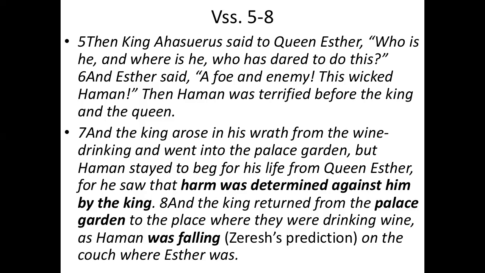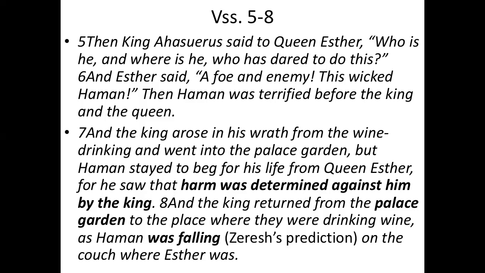And Haman was terrified before the king and queen. And the king arose in his wrath from the wine drinking, and he went into the palace garden. But Haman stayed to beg for his life from Queen Esther, for he saw that harm was determined against him by the king. So he knows that the king's out there, fuming, trying to decide what he's going to do to Haman for this. And the king returned from the palace garden to the place where they were drinking wine as Haman was falling on the couch where Esther was.